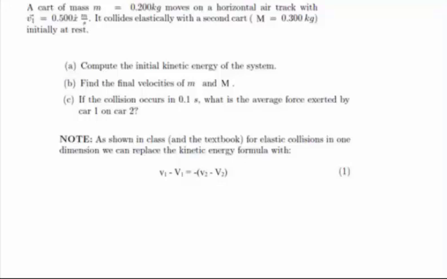A cart of mass lowercase m is 0.2 kilograms moves on a horizontal air track with velocity at moment 1 equal to 0.5 meter per second. It collides elastically with a second cart, capital M is 0.3 kilograms, initially at rest. Compute the initial kinetic energy of the system, find the final velocities of lowercase m and uppercase M, and finally, if the collision occurs in 0.1 seconds, what is the average force exerted by cart 1 on cart 2?